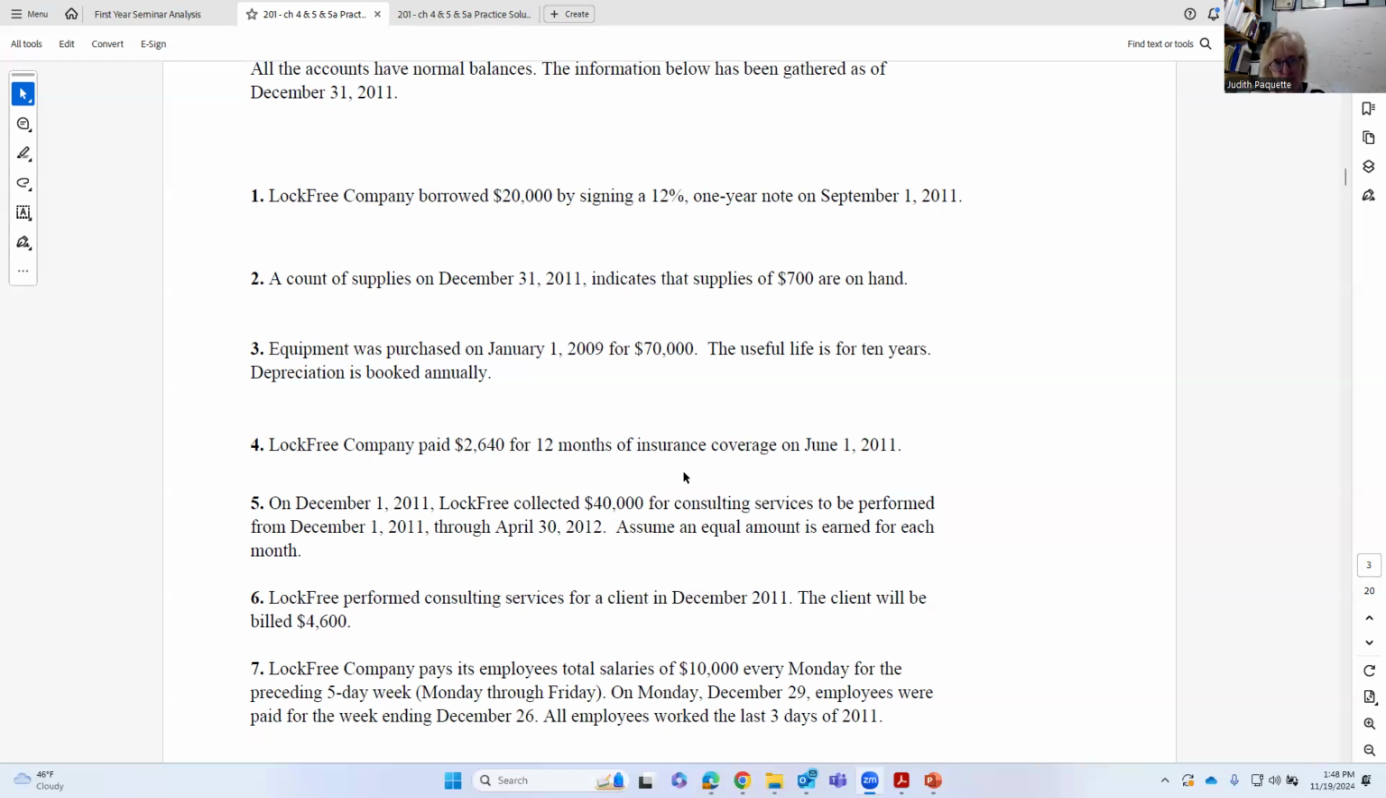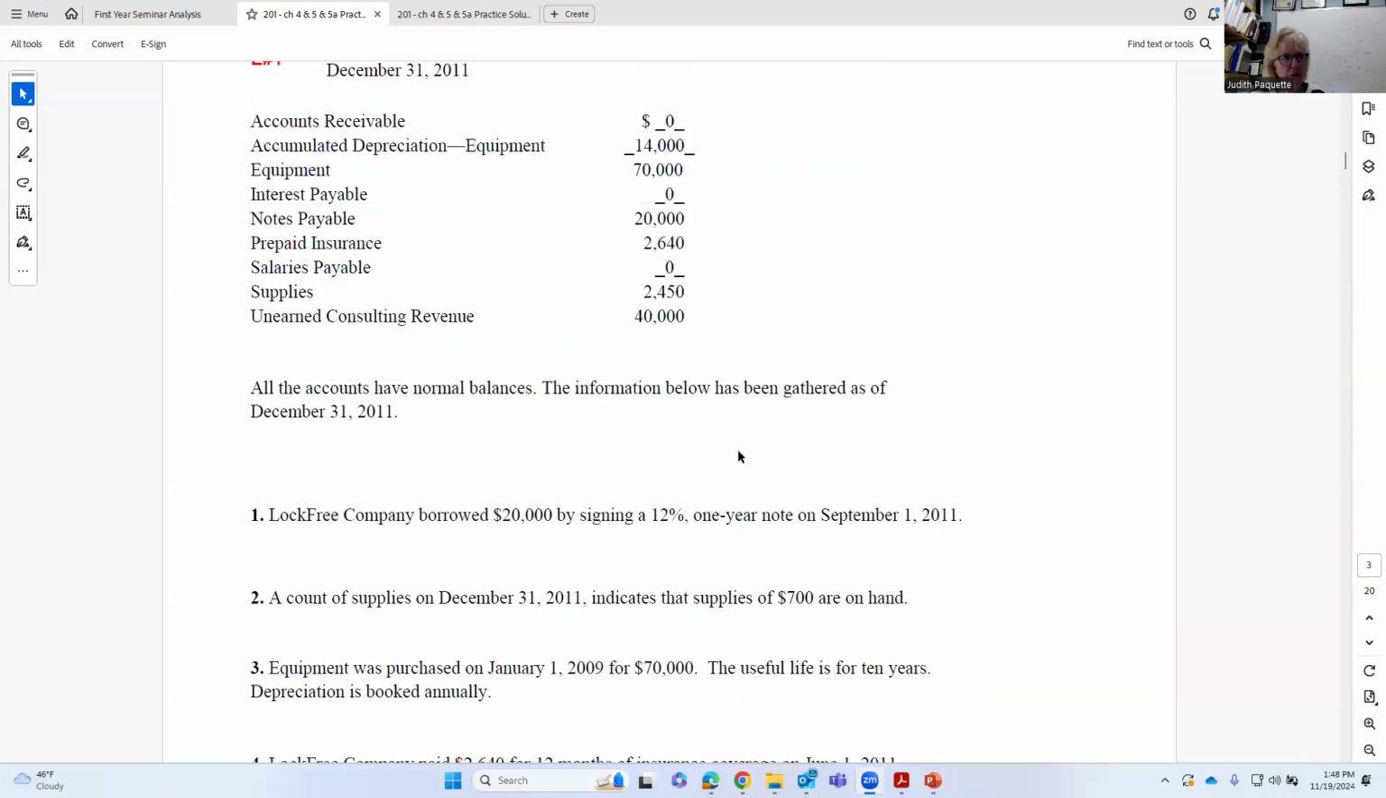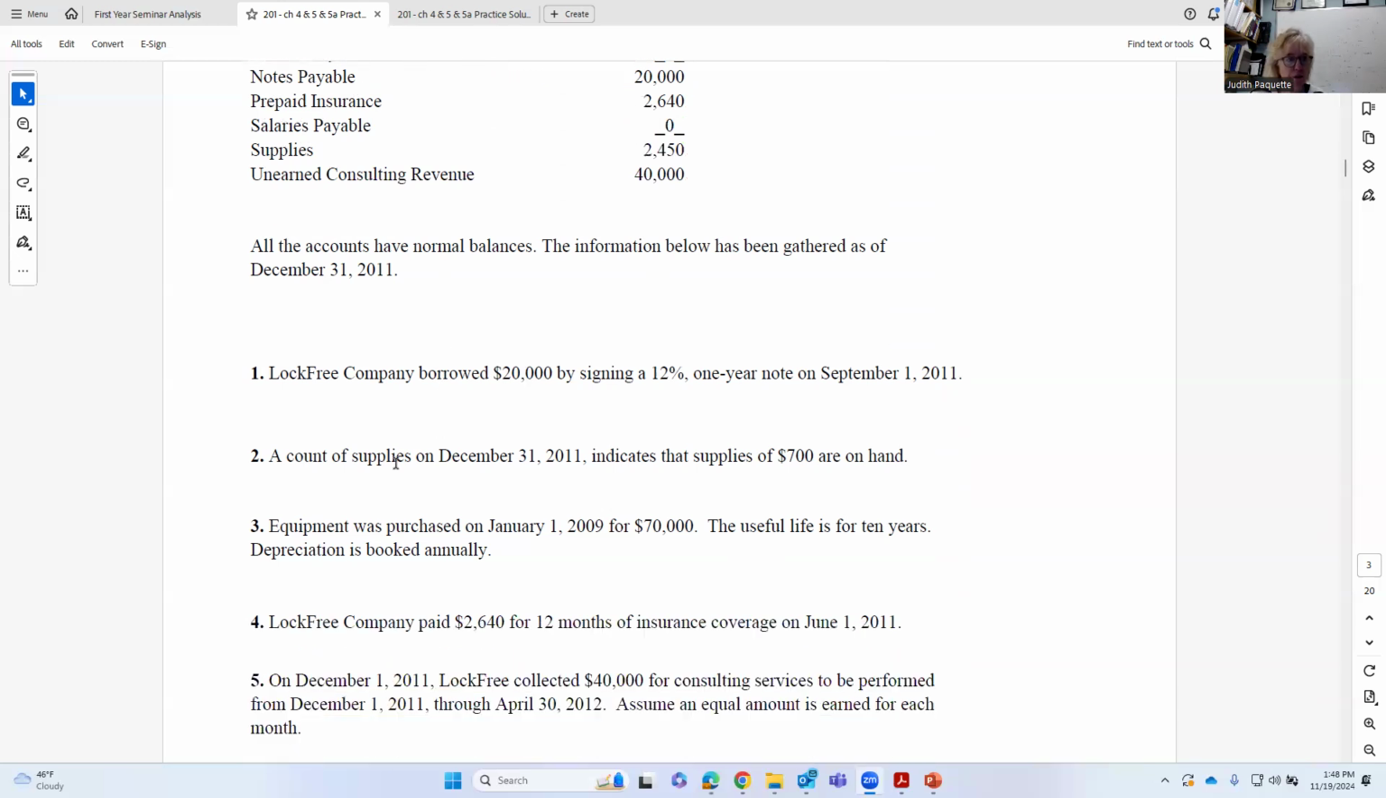Lock-free paid for 12 months of insurance. And you get some clues up here. Here's the equipment account. Here's the supplies account. And here's prepaid insurance. So we know that journal entry: debit insurance expense, credit prepaid insurance.